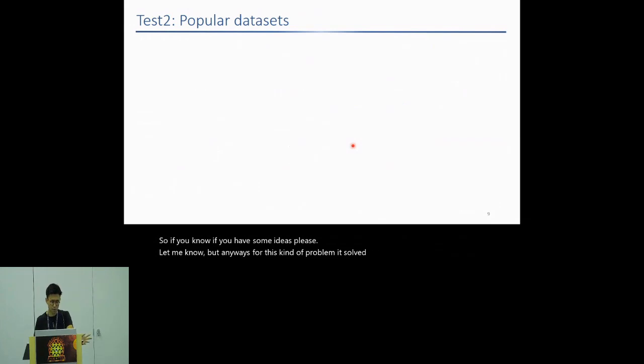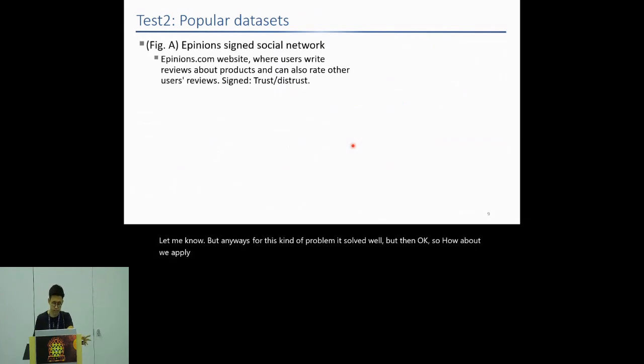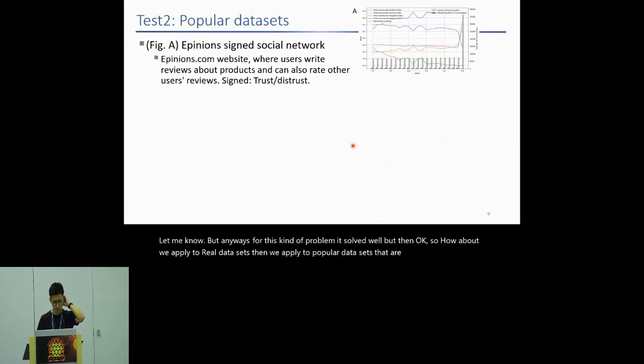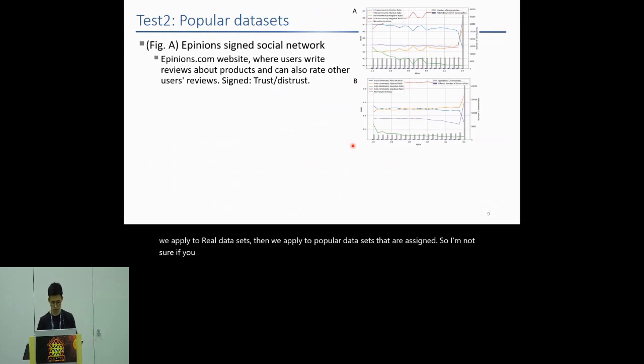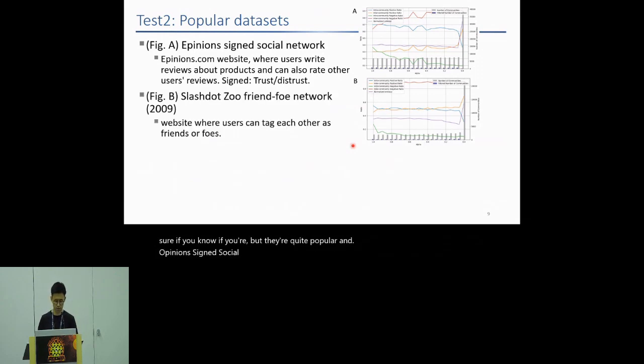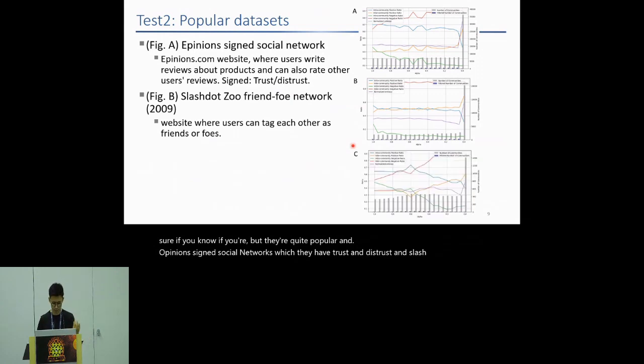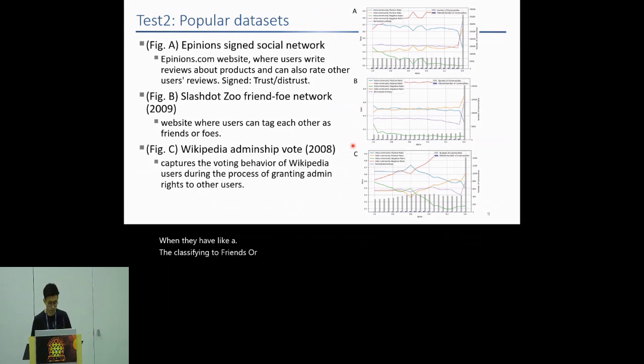But then, okay, how about we apply it to real data sets? Then we applied it to popular data sets that are signed. I'm not sure if you know them, but they are quite popular. There is the Epinions signed social network, with trust and distrust, and Slashdot, where they classify users into friends or enemies. And then the Wikipedia network, which has positive and negative votes.